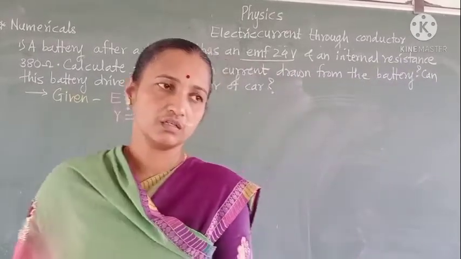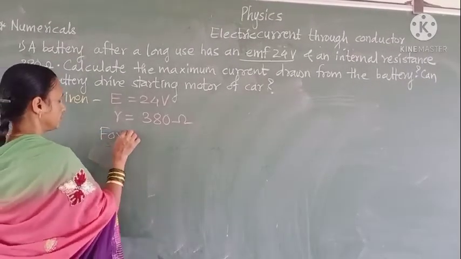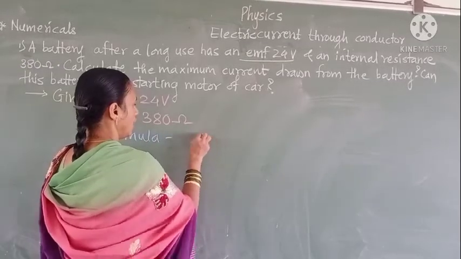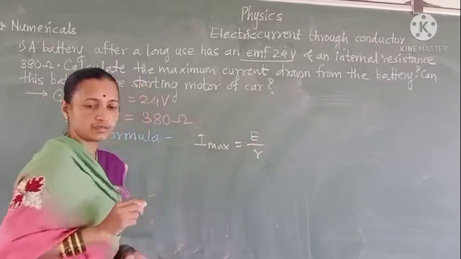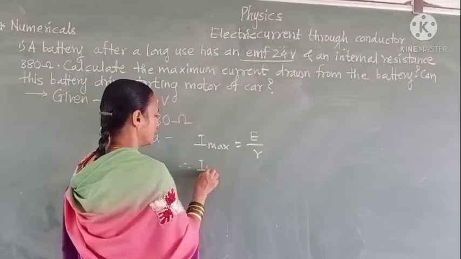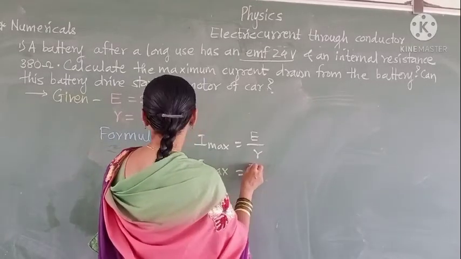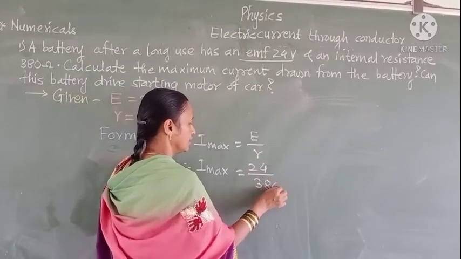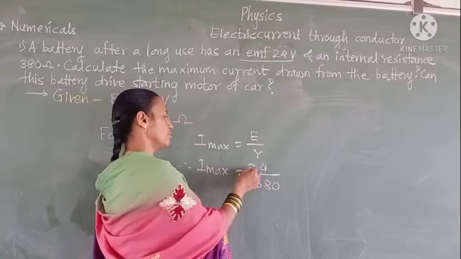Here we have to calculate the value of the maximum current. Therefore, we have the formula I maximum is equal to the EMF of the battery upon the internal resistance, that is I maximum is equal to E upon r. Here we substitute the value of the EMF, 24, and r having the value 380. Then we divide both terms, 24 and 380, by 2.